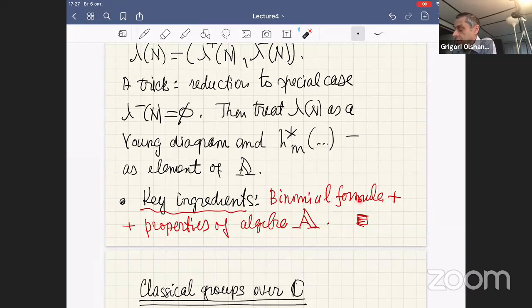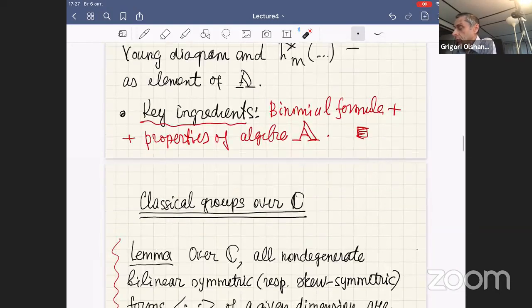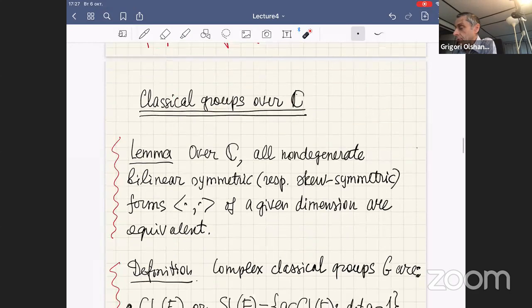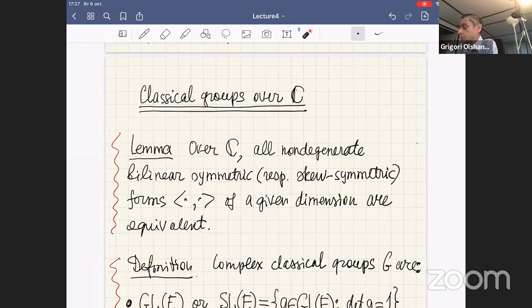Turns out that this is indeed a good tool, very useful. And the second ingredient is that we know well what this algebra of polynomial functions is. We have various realizations and we can play with them. So these are the two key ingredients of my proof. Okay, so now we abandon this theme and we pass to the next topic.